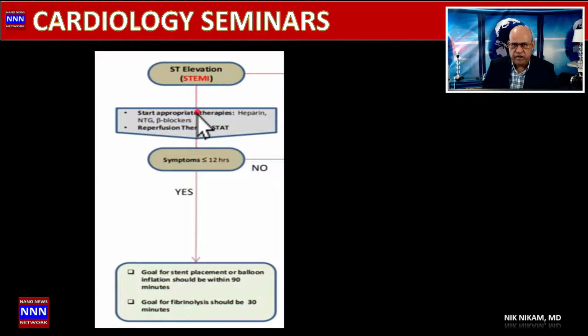These patients can be started on heparin. They can also be given nitroglycerin and beta blockers where appropriate, if the blood pressure is able to tolerate that, and reperfusion therapy in case you are in a place where there is no facility for STEMI intervention. If the symptoms are less than 12 hours, the goal is to take them to the cardiac catheterization lab and perform cardiac catheterization and place a stent if that is the appropriate thing to do in a given patient.